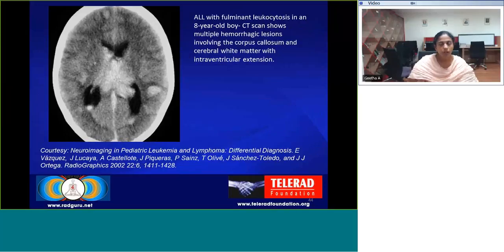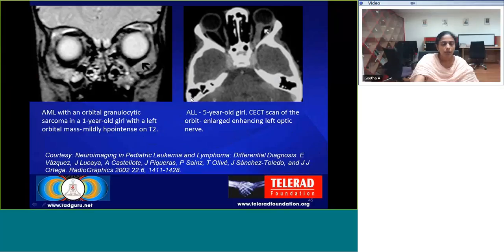This is an example of ALL with fulminant leukocytosis showing multiple hemorrhagic lesions in the corpus callosum and the cerebral white matter with intraventricular extension. This is an example of AML with orbital granulocytic sarcoma in a 1-year-old. It shows a left orbital mass. Another case of ALL, the CECT shows an enlarged enhancing left optic nerve.